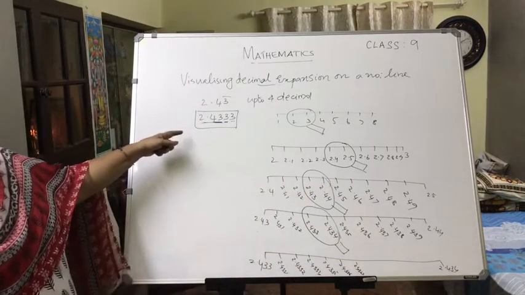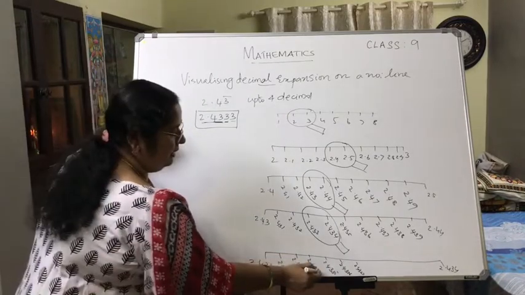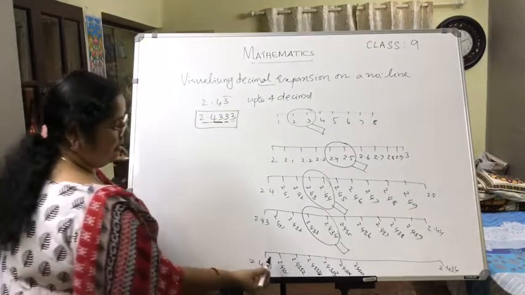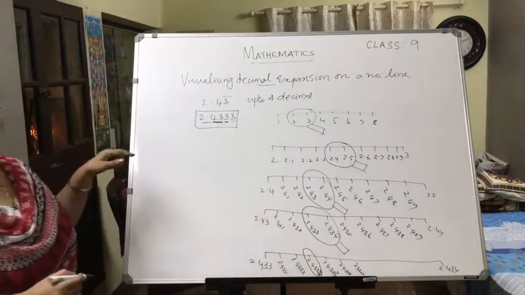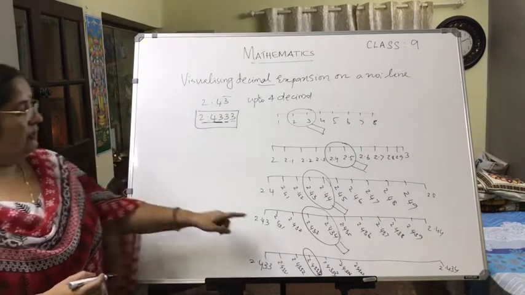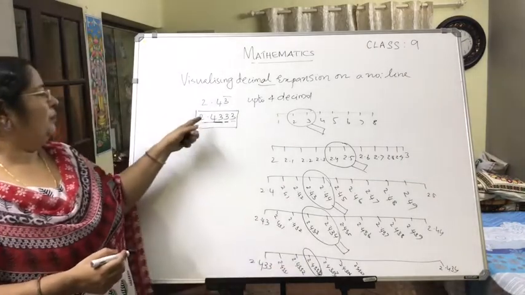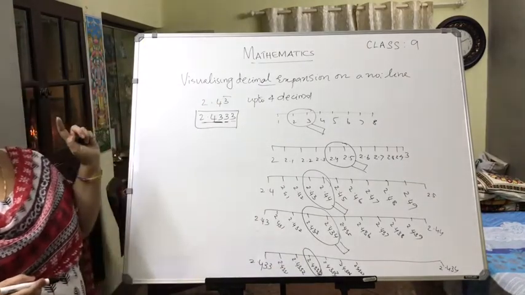Now what do we require? 2.4333. So where does it come? 2.4333. So this is our representation, or we have visualized 2.4333 up to 4 decimal places.